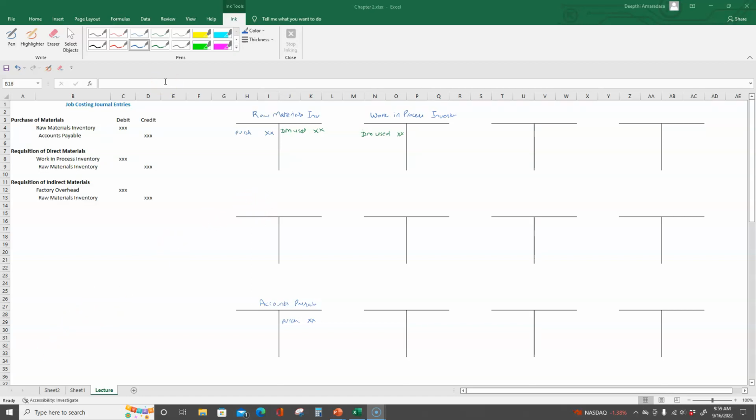Now let's look at using indirect materials. When indirect materials are used, the company's still going to credit the raw materials inventory account. So this is for indirect materials used. But they're going to debit factory overhead. So I'm going to show the factory overhead account here. And I'm going to debit indirect materials used. And then let's label that as the factory overhead account.